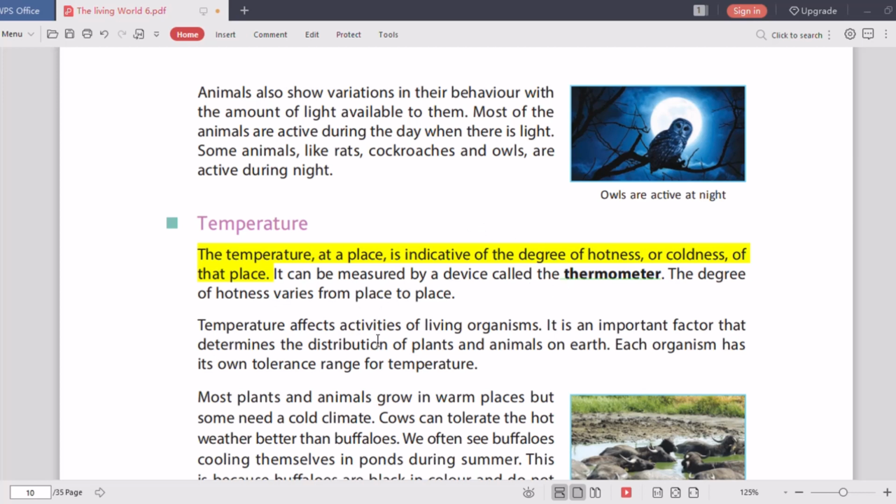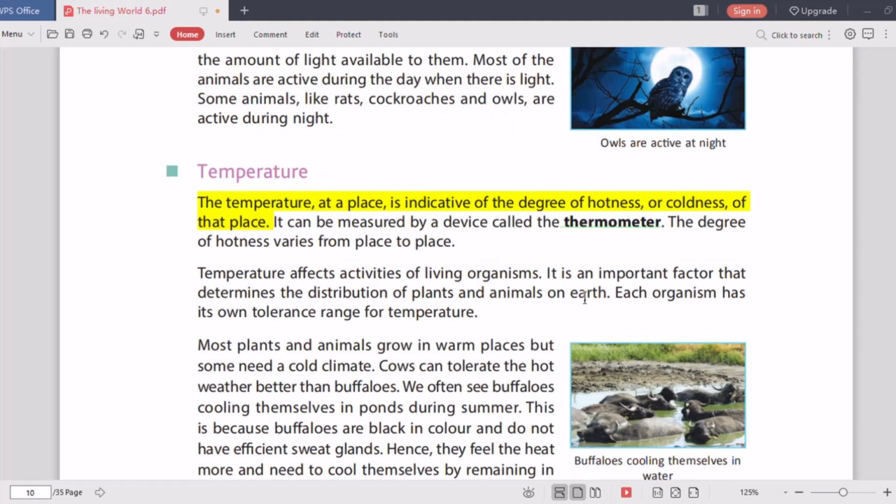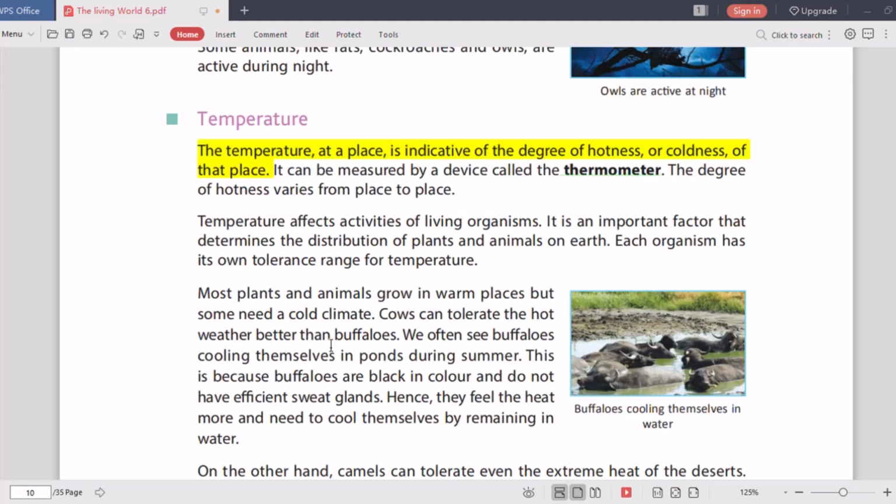Temperature affects the activities of living organisms because of having sweat glands and the tolerance range of the organism. It is an important factor that determines the distribution of plants and animals on the earth. Each organism has its own tolerance range of temperature. Most plants and animals grow in warm places, but some need a cold climate. Cows can tolerate hot weather better than buffaloes.